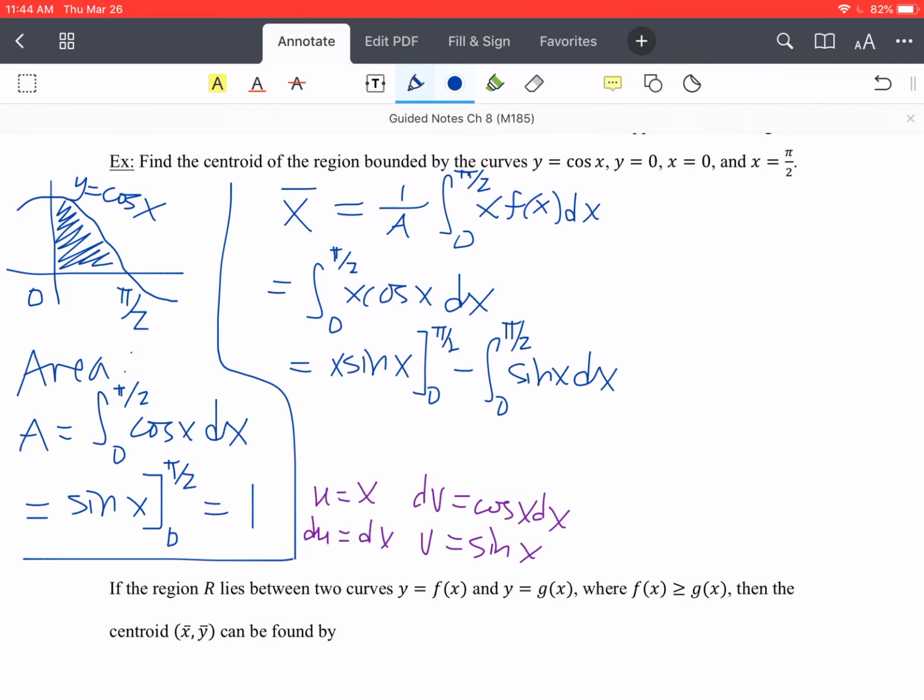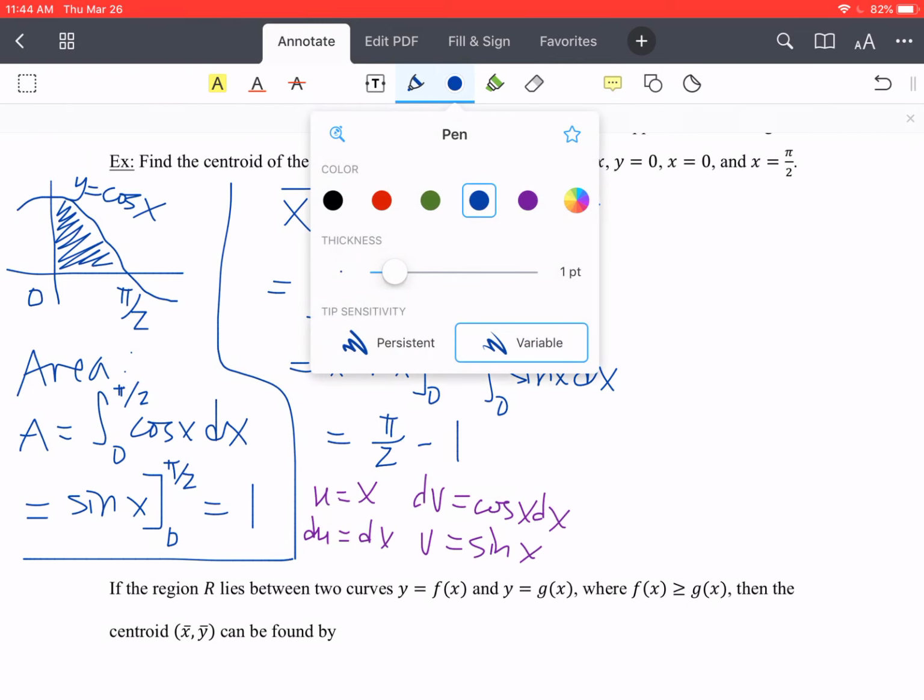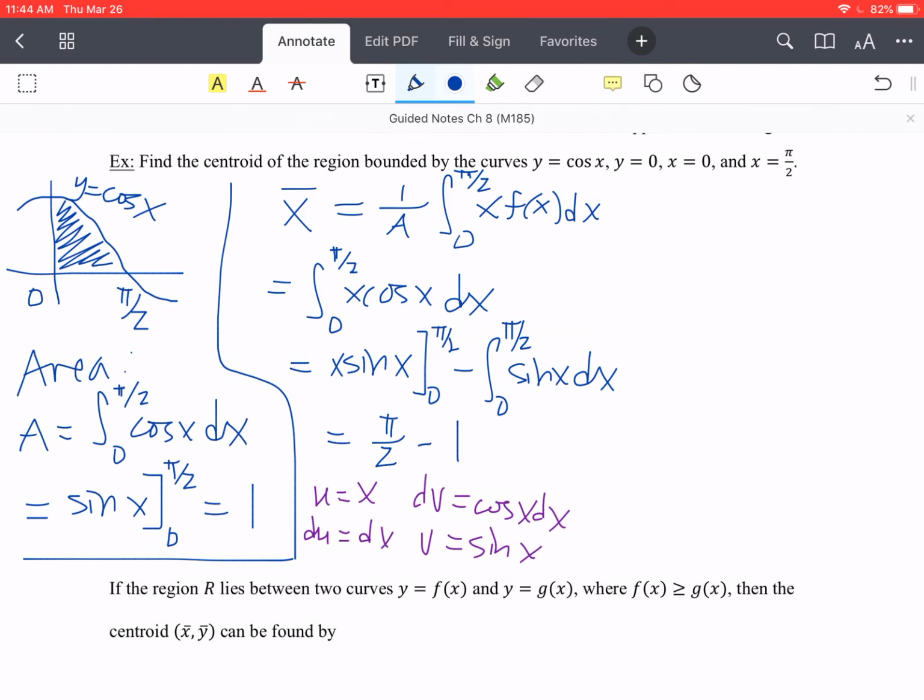Now if we evaluate these, so evaluate x sine x from pi over 2 minus 0, and then evaluate the integral, what you end up getting here is just pi over 2 minus 1. So this is the value that we get. So let me just separate this here. So we get pi over 2 minus 1 as our x bar value.